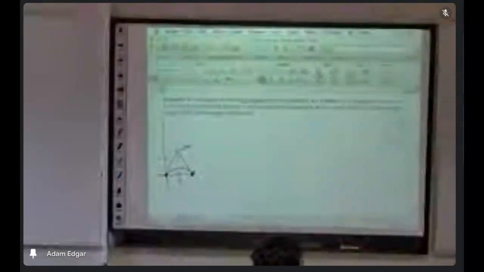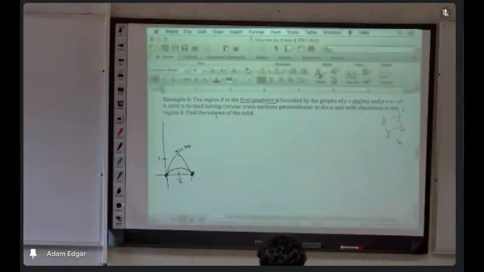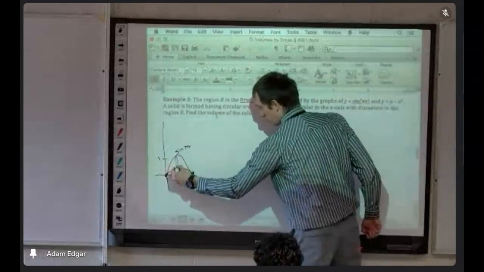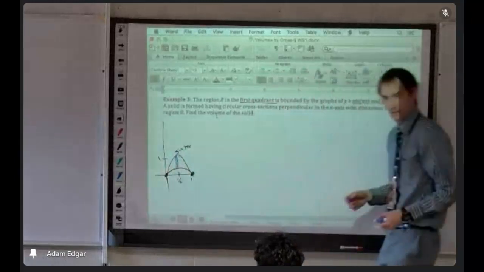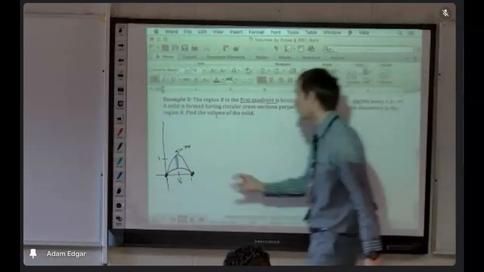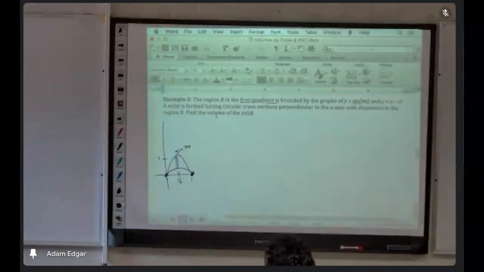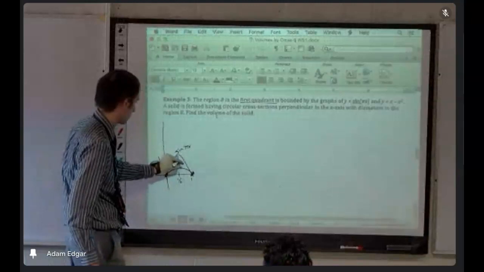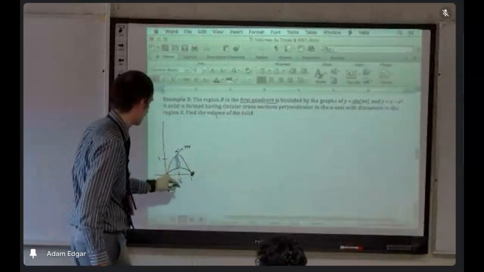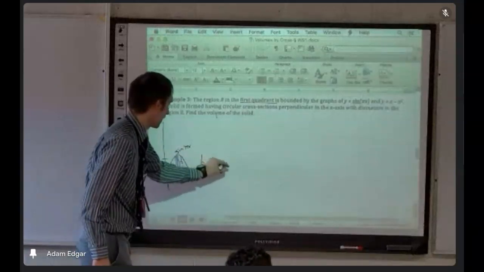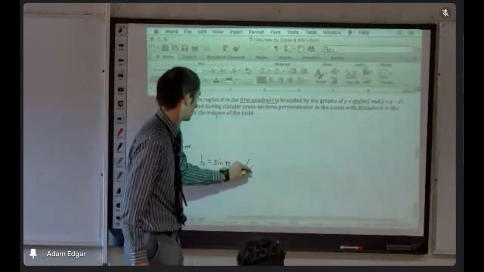So that's our graph. Then we're going to have cross sections perpendicular to which axis? X-axis. So I always draw a little rectangle perpendicular to the x-axis there. And what's the distance of this thing? What do we give this guy? B. So that's B, and B equals sine of pi x minus x minus x squared.